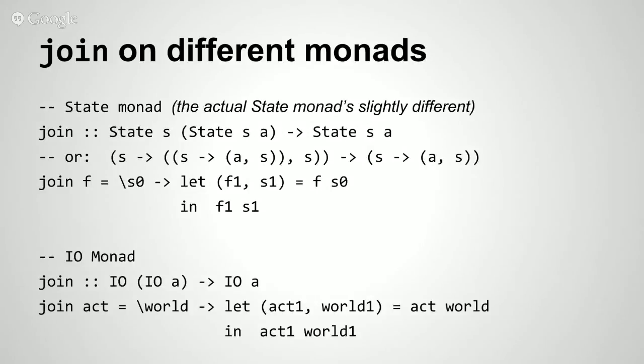On the state monad, you have two levels of nesting. You have a stateful action with state S that returns another stateful action. The way join works is that whatever state you get, it runs the first stateful action, which returns another stateful action, and then runs that with the updated state. And the join in IO is kind of the same.